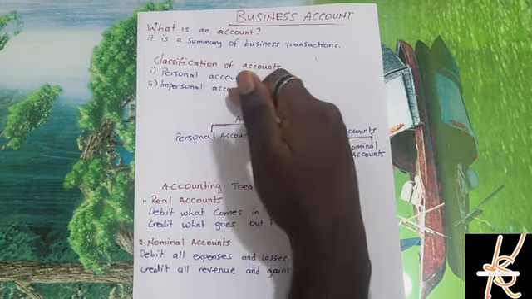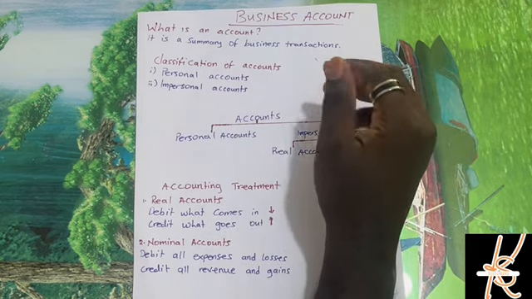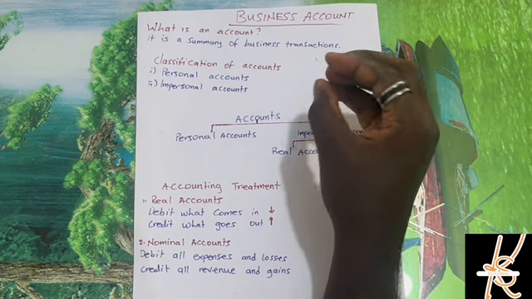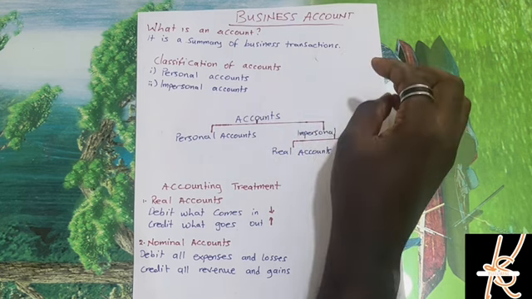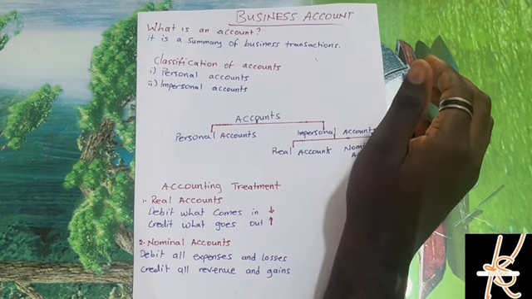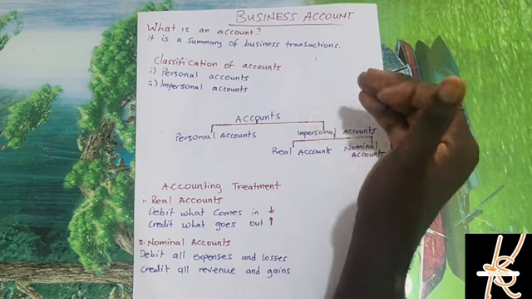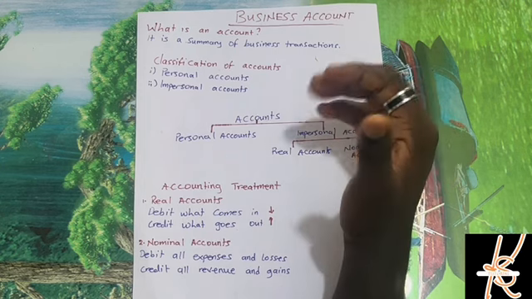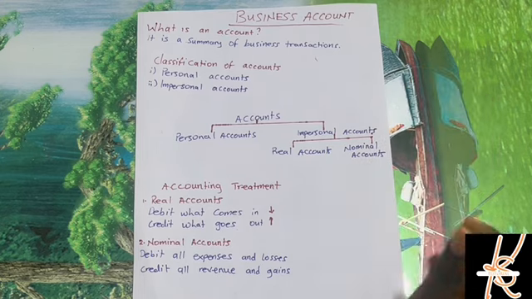And then we have the impersonal account. The impersonal account records accounts of real assets, expenses and revenue. They do not record accounts of personal names. It doesn't record individual accounts. This one records assets, expenses, revenue, and other liabilities. Do we get the differences?